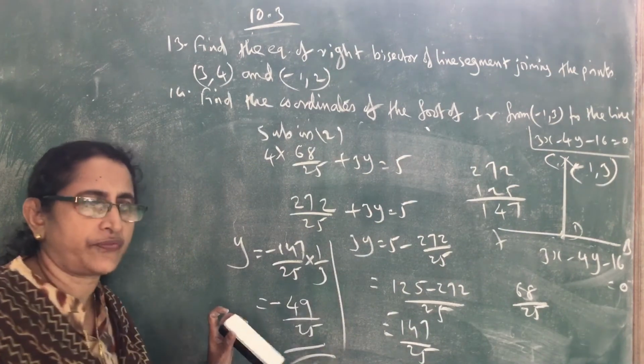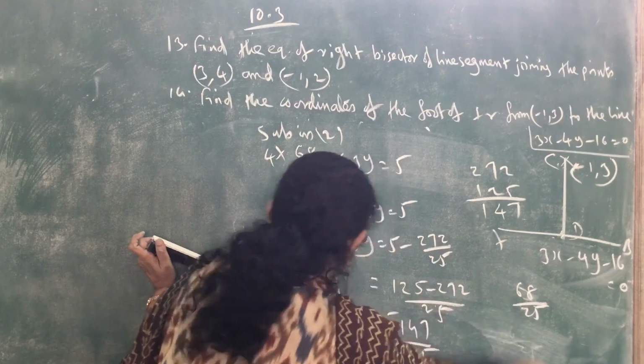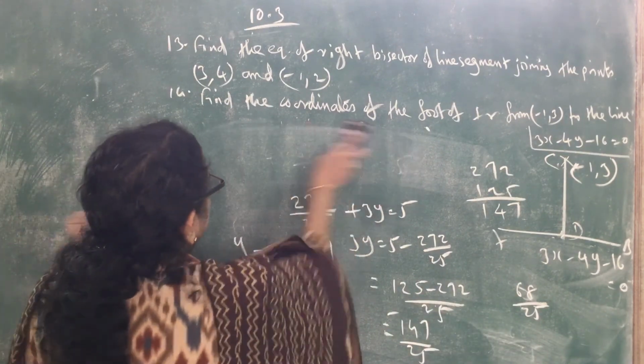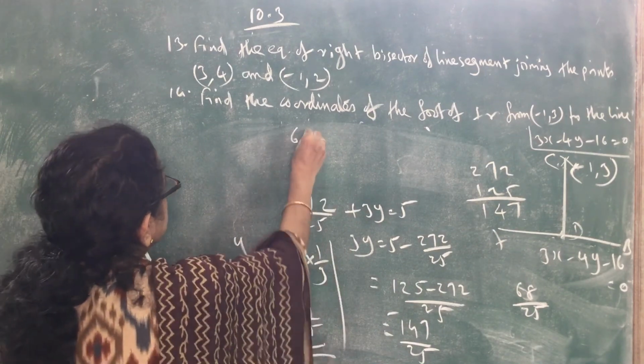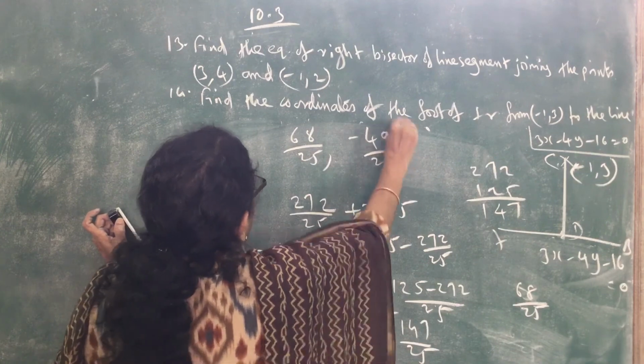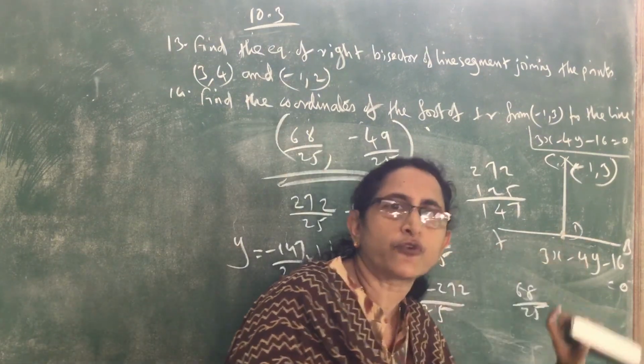So the foot of the perpendicular has x coordinate 68 by 25 and y coordinate minus 49 by 25. So the foot of the perpendicular is (68 by 25, minus 49 by 25). That is the foot of the perpendicular D.